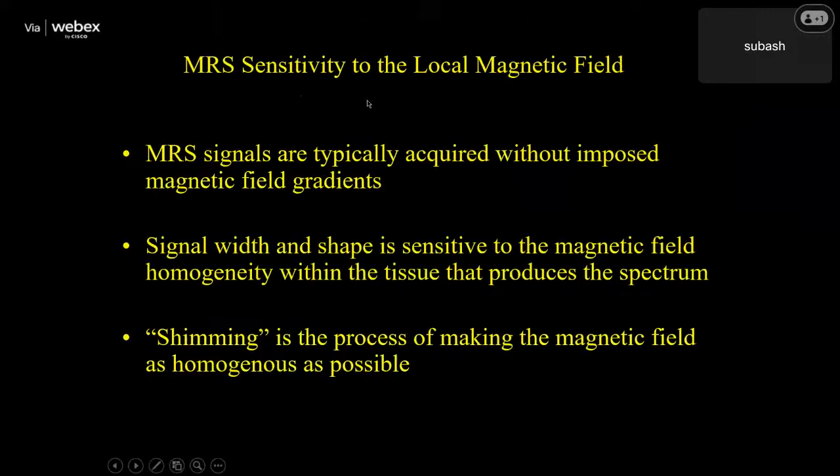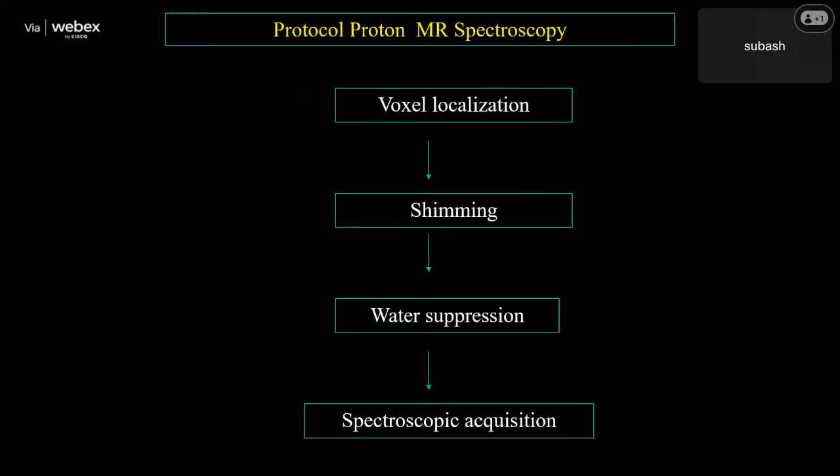Now, when you look at MR sensitivity to the local magnetic fields, the MR signals are typically acquired without imposing magnetic field gradients, because in the initial stages, when only the FID sequence was used for acquiring spectroscopy signals, there was no use of any gradients. But if you want to localize a region in the brain or in the tissue and acquire a metabolic profile from a selected area, then you have to apply magnetic field gradients as you do in imaging.